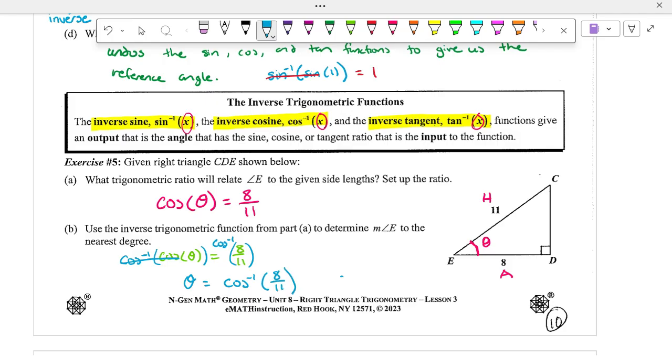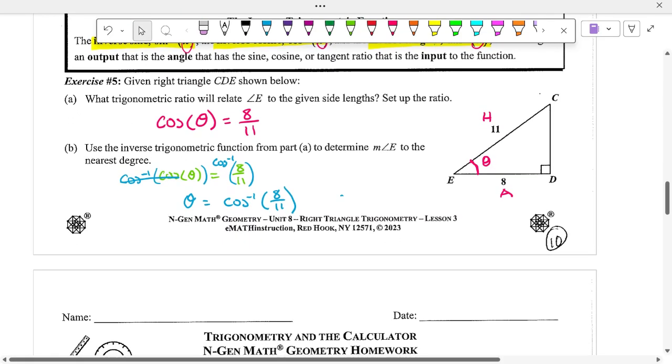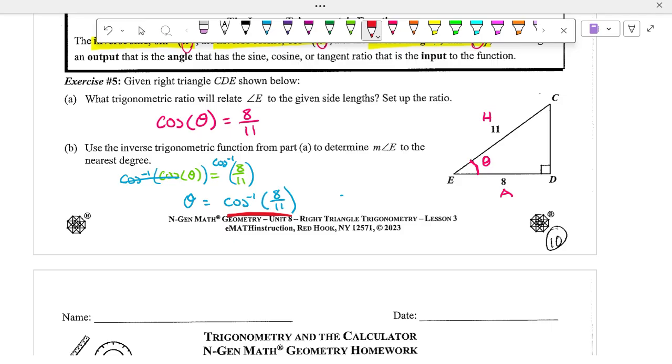Go ahead and put that in your calculator. You don't need theta. You just need to put this part, because that's a number. It's about 43 degrees. So theta would equal about 43 degrees. So in other words, once you get x or theta or whatever by itself, put whatever's on the other side of the equation in your calculator, and then that'll be your answer.